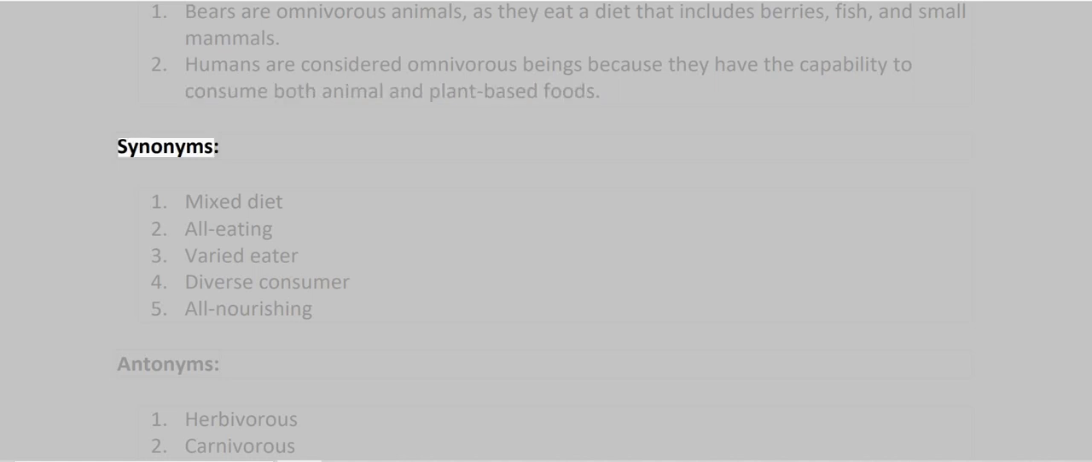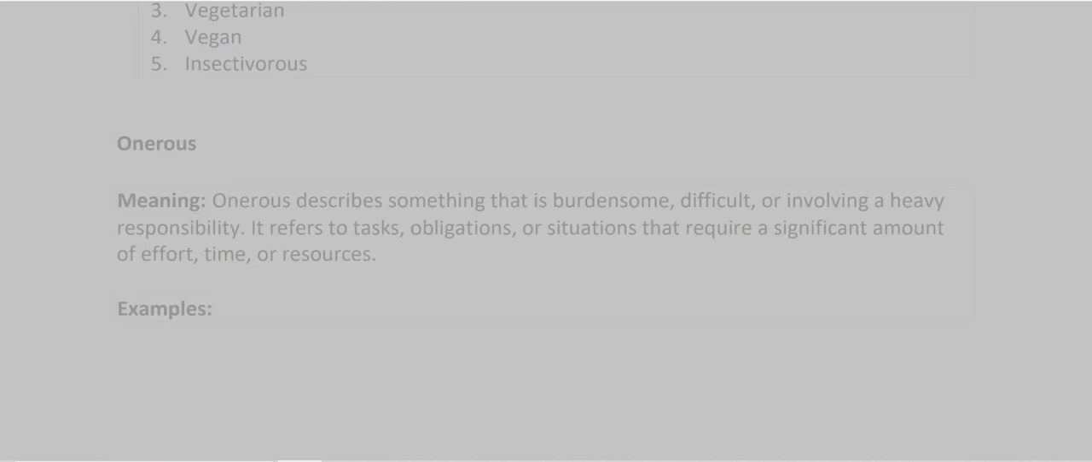Synonyms. 1. Mixed diet. 2. All eating. 3. Varied eater. 4. Diverse consumer. 5. All nourishing. Antonyms. 1. Herbivorous. 2. Carnivorous. 3. Vegetarian. 4. Vegan. 5. Insectivorous.